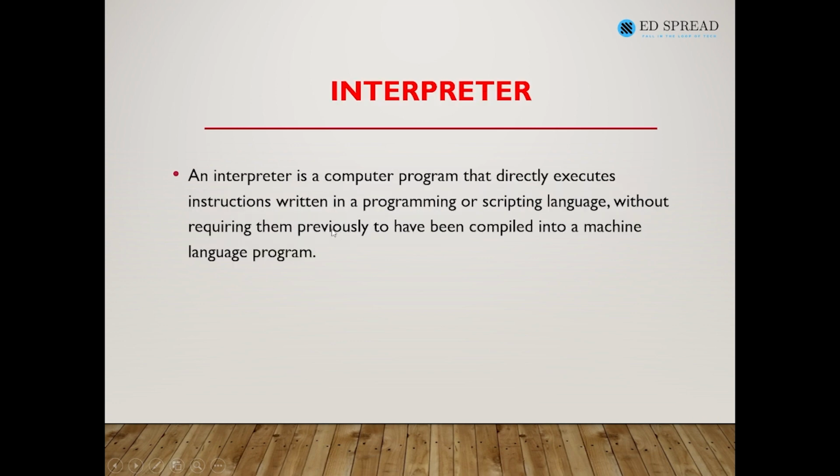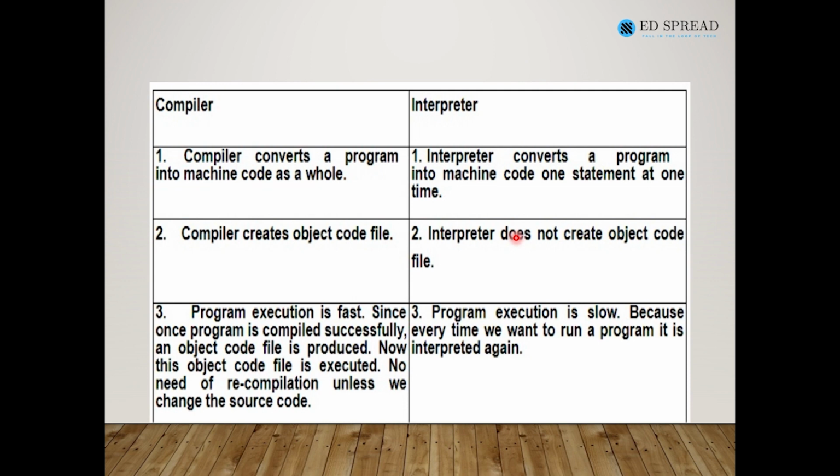So what is an interpreter? An interpreter is a computer program that directly executes instructions written in a programming or scripting language without requiring them previously to have been compiled into a machine language program. Without being compiled, we are able to interpret it. That is nothing but an interpreter. So this is the difference between a compiler and an interpreter.